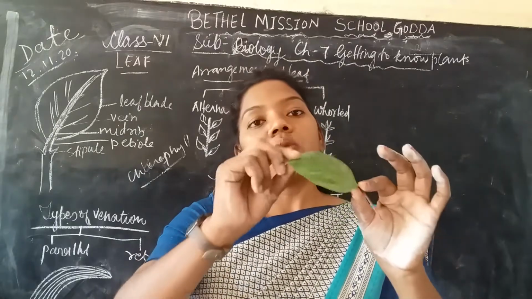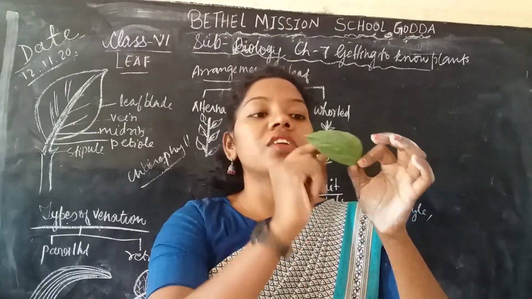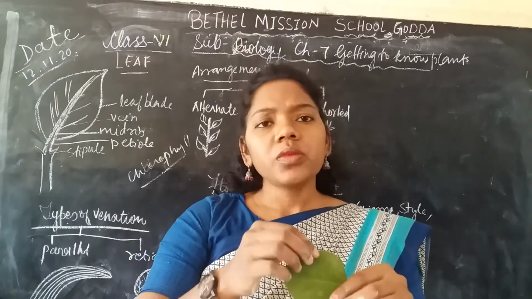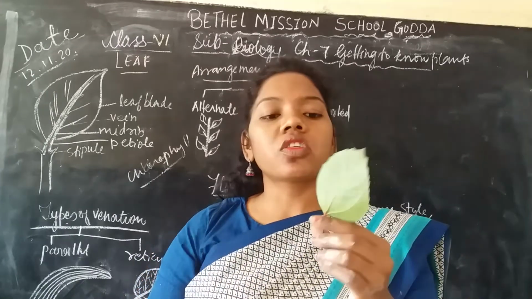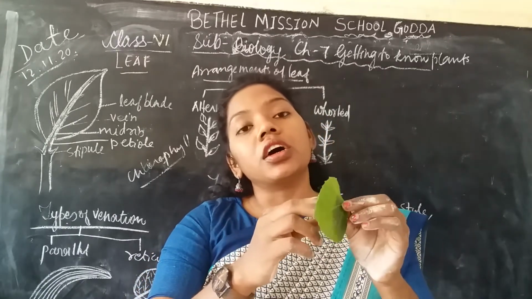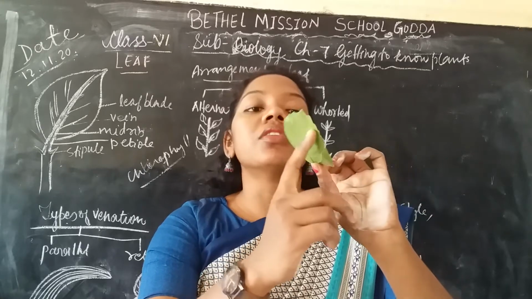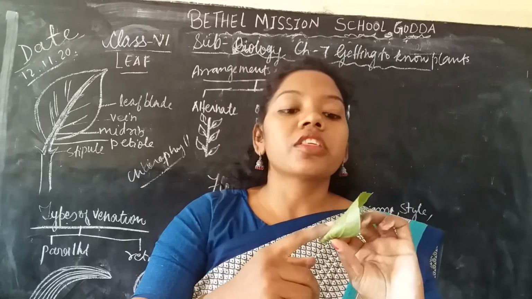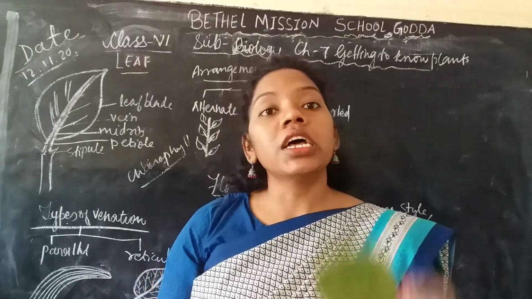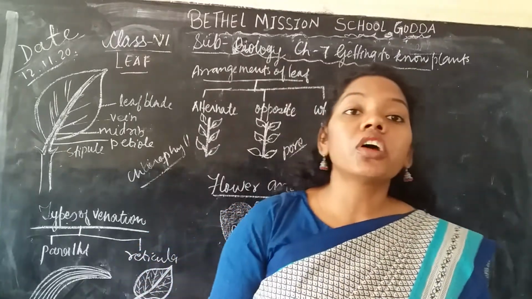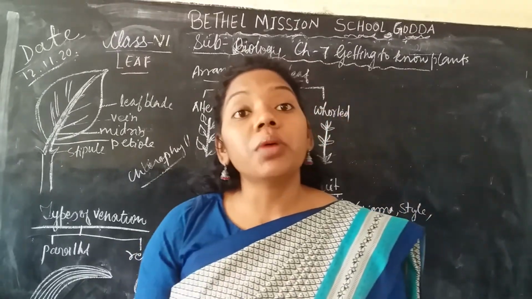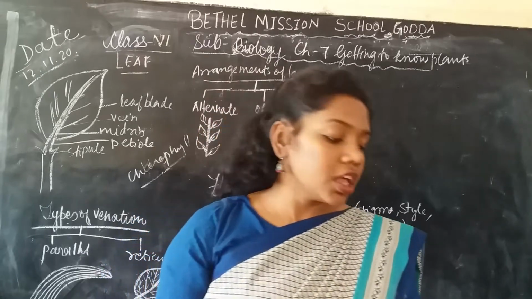Okay, when you cut in a transverse section, you can see in the microscope that the stomata are present in the lower surface of the leaf. So this is very helpful for the transpiration and for the breathing of the leaf.